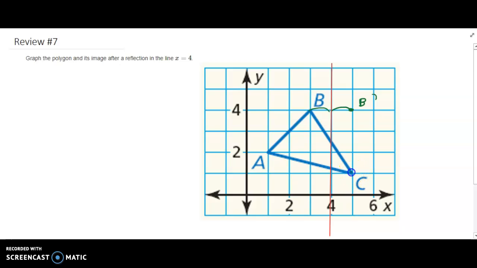My C is 1 to the right, so I'm going to go 1 to the left. This is my C prime. And then my A is 1, 2, 3 to the left, so I'm going to go 1, 2, 3 to the right. So this is my A prime. And then you just connect the dots.